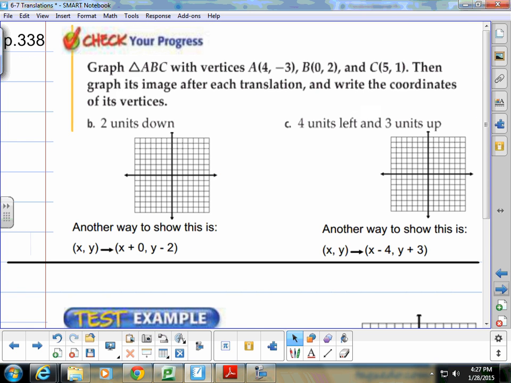So check your progress here. Triangle ABC with vertices 4, -3. So we're going to start plotting right away. 4, -3, over 4, down 3. B is at 0, 2, so 0, up 2. And C is at 5, 1, so 5, up 1. Better connect those points. Okay. And looks like we are moving this 2 units down.